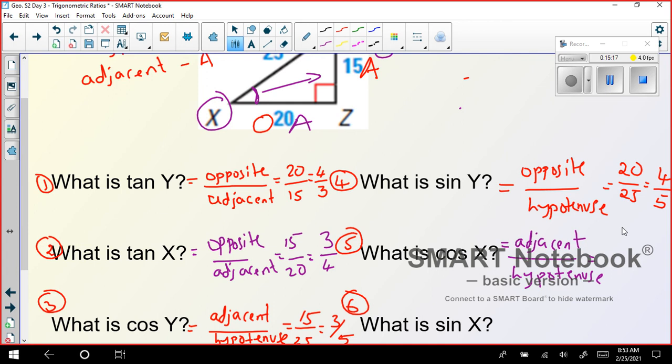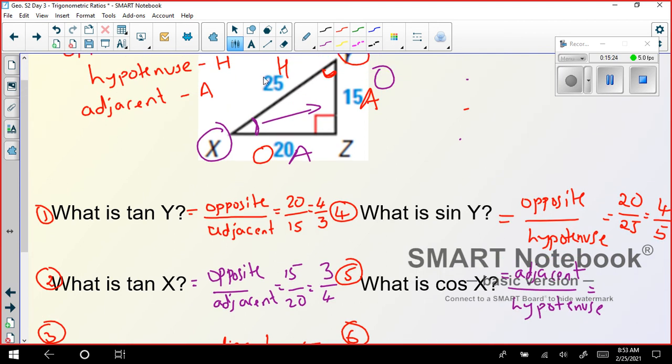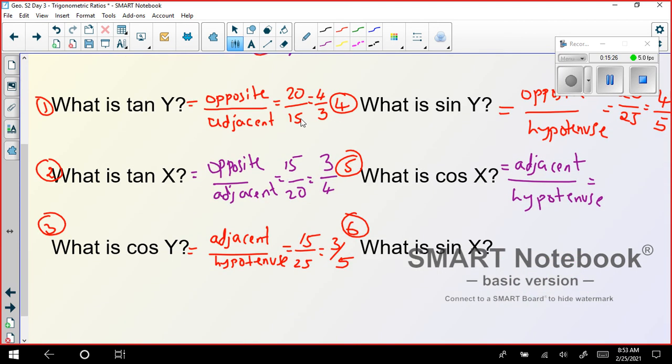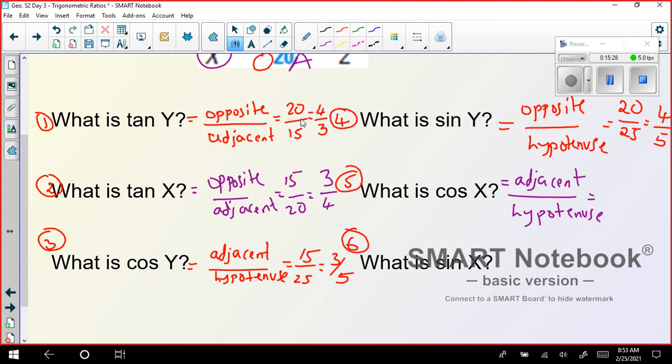Now for x, the adjacent side is 20 and the hypotenuse is 25. So 20 over 25, once again we have the same answer, that is 4 over 5. I hope I'm clear. If you have any questions, please raise your hand. I will just take a look at your hands after this particular problem and help you.